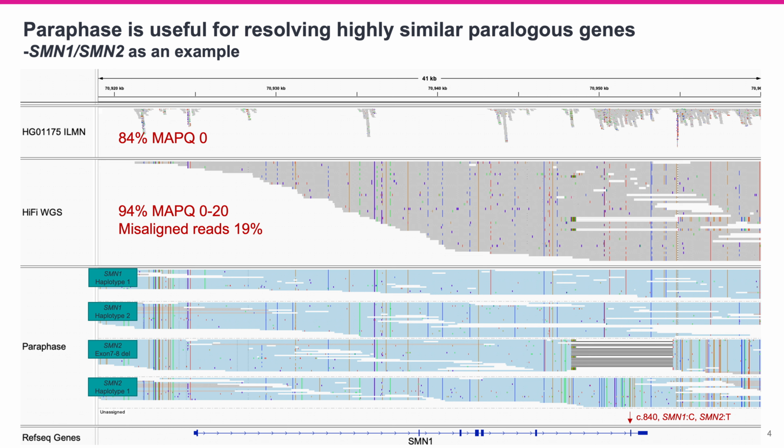HiFi reads are grouped by the haplotypes they come from. We can see that in this sample, there are 2 copies of SMN1, a truncated gene copy with a deletion of the last 2 exons, and finally, an intact copy of SMN2.